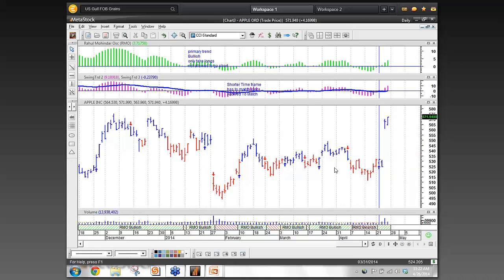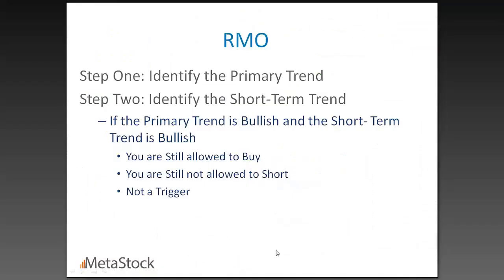Let's go back to the PowerPoint and I'll just revisit the rules. I try to repeat the rules a few times just so that they make sense. So your primary trend, if they're both bullish, you're allowed to buy. You're still not allowed to short, and it's not a trigger. In other words, we're just doing our homework right now. We're not buying or selling anything until we get step number 3 in place, and that's where we start to talk about how to manage your money and how to manage your assets.